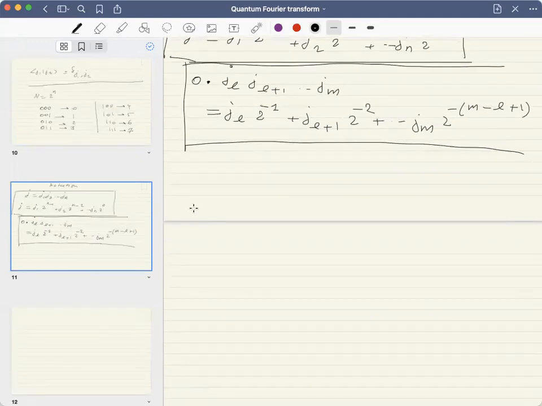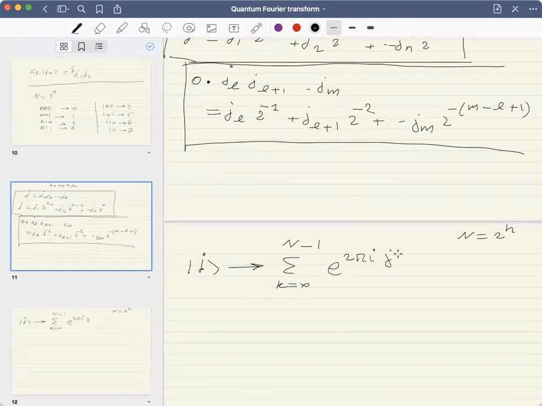All right, so I claim that, let's write this. So we're saying J goes to the sum over K. And note that capital N is 2 to the little n. So we're now thinking about a system of n qubits. So these basis states are the basis states for little n number of qubits. So then this goes to e to the 2 pi i j k over N, k, times 1 over square root of N.